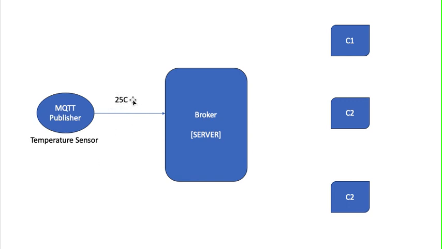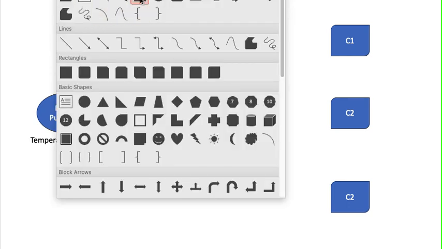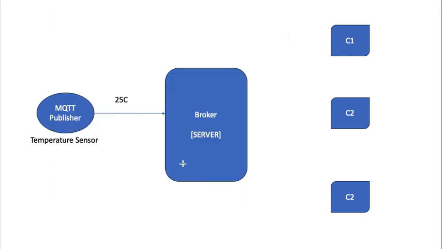And this data will be published, and this data will be taken by the broker. So the publish method is used here. Next, this broker will maintain a queue inside it. So here there will be a queue like this.